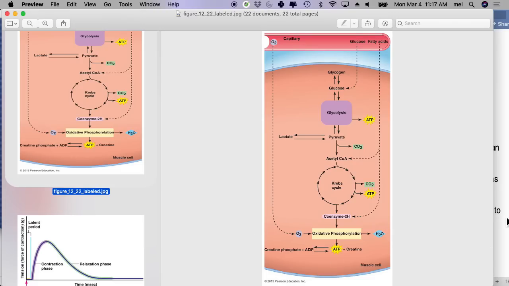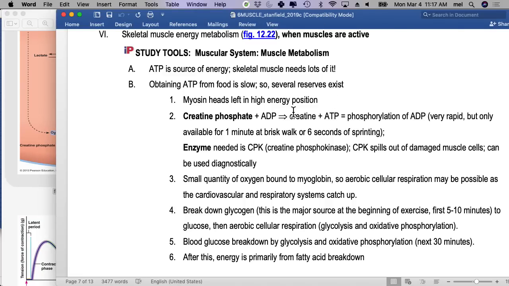Okay, so what's going to happen is right after I did this, the very first access to ATP, if I'm starting from 0 ATP, would be this, right? I'd take the used ATP from the last time I did something, and I would rephosphorylate it, and it would give me ATP enough for about 1 minute at a brisk walk or about six seconds at a sprint, and then I would be out of it, right? That make sense? Okay, so the enzyme needed is CK or CPK. We'll talk about how it can be used clinically next time.